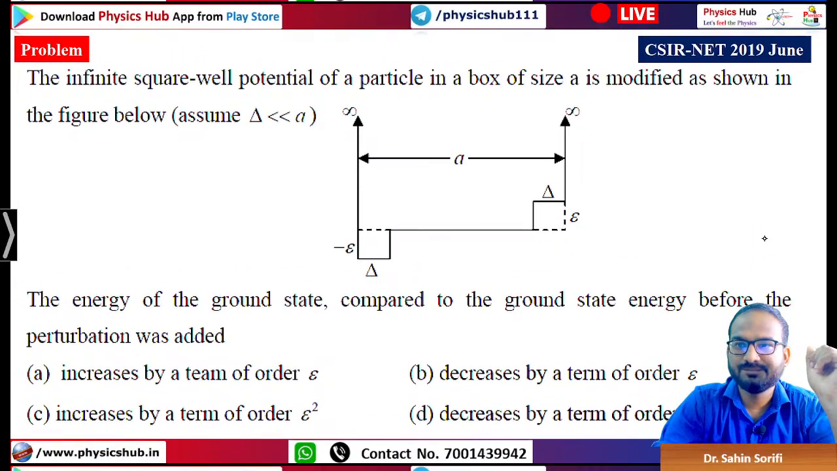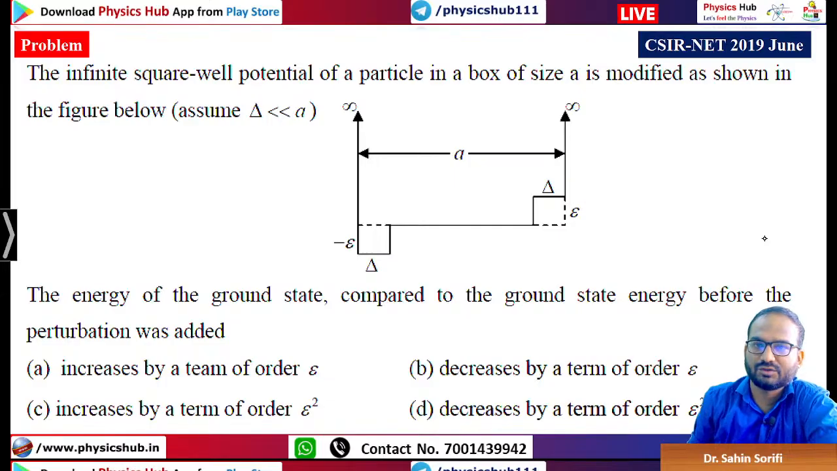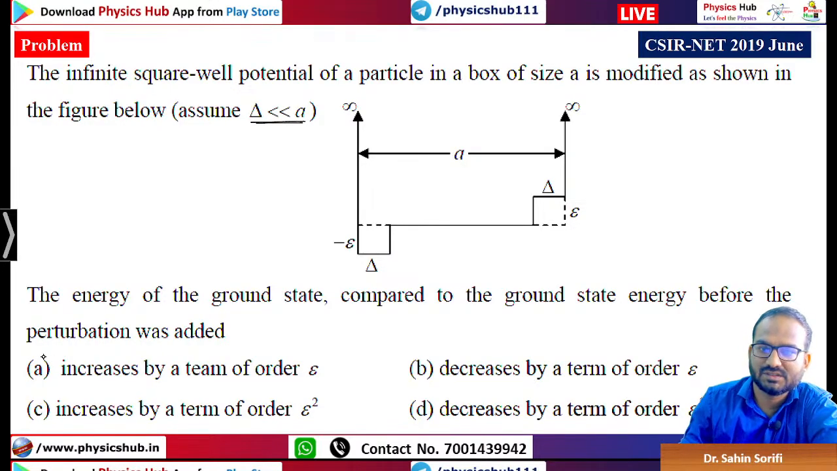Let's solve this problem. The infinite square well potential of a particle in a box of size A is modified as shown in the figure below. Assume delta is much less than A. The energy of the ground state compared to the ground state energy before the perturbation was added: will it increase? Will it decrease? Which option is the correct option?